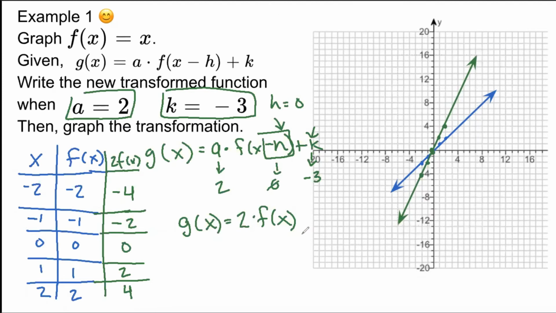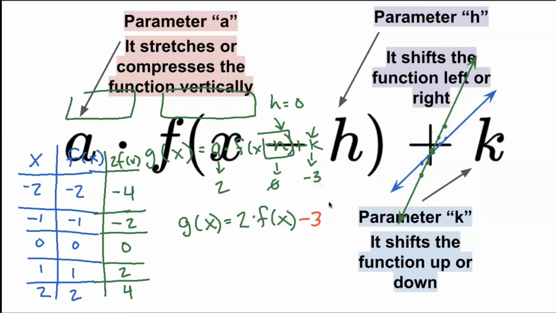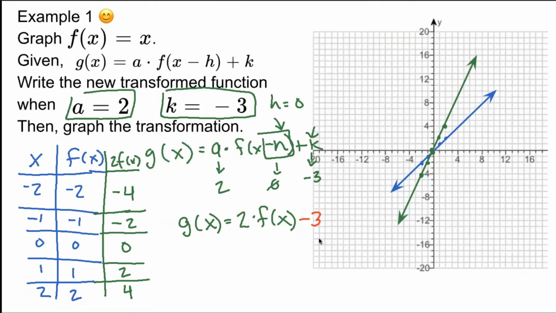Now, from here, we can lastly introduce that last parameter, -3. So what does that last parameter do? Well, we know that it's shifting either left or right or up and down. So we had said that this parameter k shifts our function up or down. So since it's negative, it's going to shift our function down 3 spaces.